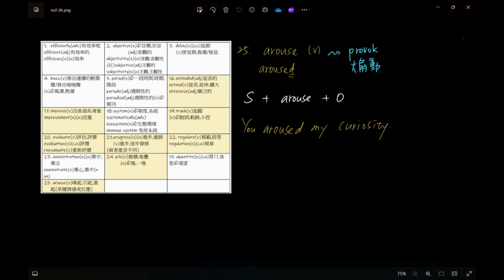Now number 25, we have the word arouse. Arouse is very similar to the word provoke. To arouse a feeling inside you, so you can feel the presence of that feeling. To provoke a feeling inside you, so again you can feel that intense feeling flowing through you. So that's what arouse is.